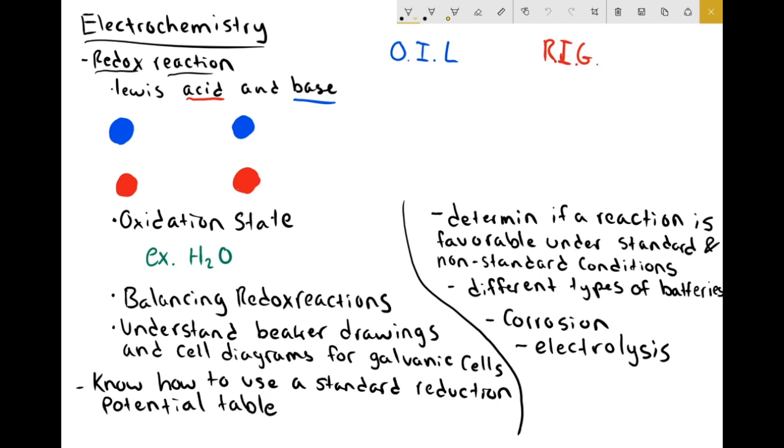The difference between redox reactions you learned in the past and the ones you do now in electrochemistry is that instead of putting the Lewis acid and base in the same container, you're going to actually separate them and make the electrons do work before they can be transferred from the oxidizing agent to the molecule that's being reduced. So with redox reactions, one of the most important things you need to know how to do is determine a Lewis acid and a Lewis base. So make sure you know how a Lewis base donates electrons and a Lewis acid accepts electrons.